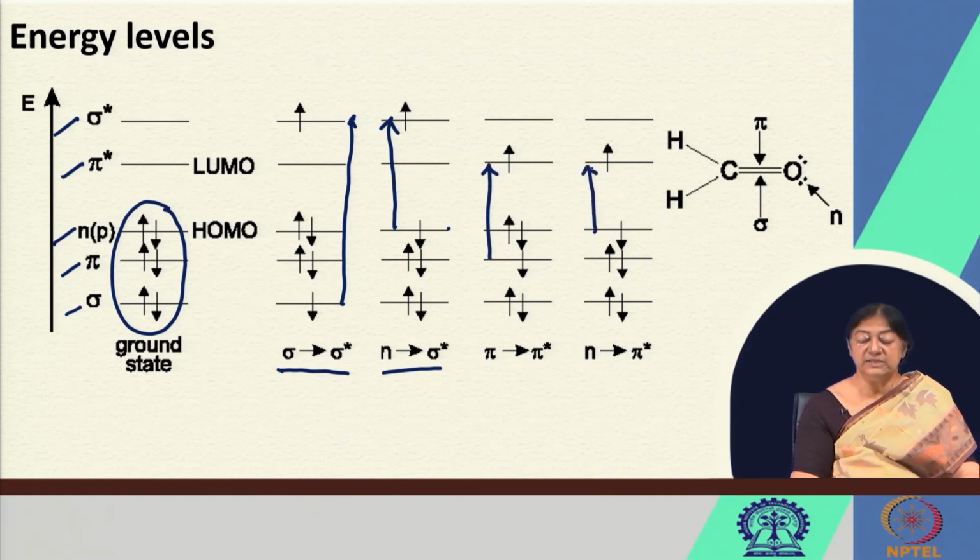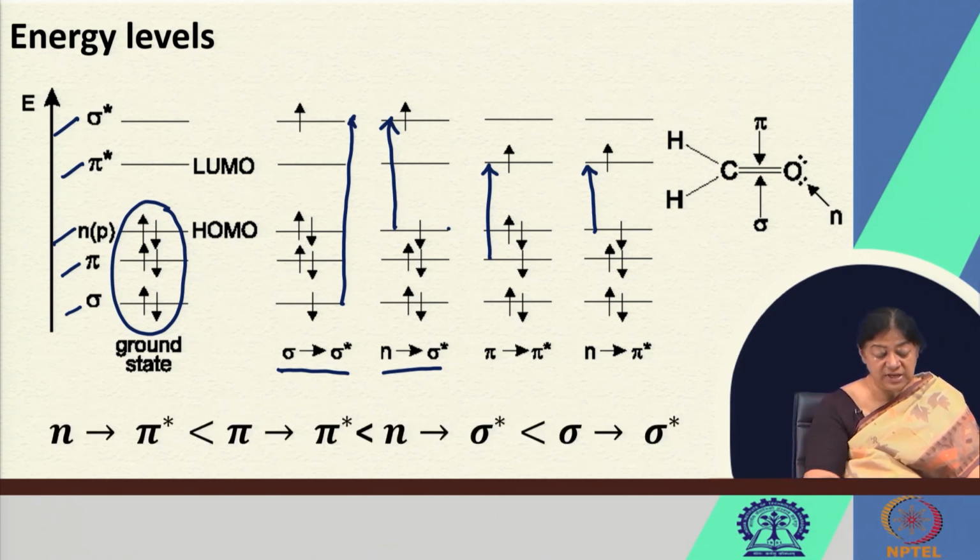Now we realize that each of these transitions involves a different energy value, which means they belong to a different wavelength value. This wavelength is important in understanding where in the electromagnetic spectrum we fall. Is it in the visible region? Is it in the IR region? Is it in the UV region? And then how can I measure this?